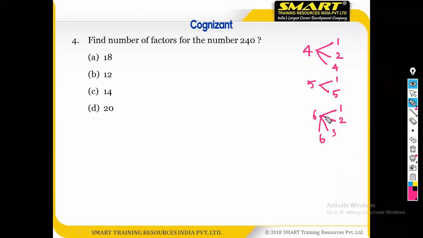So here we need to find the number of factors of the number 240. Writing the factors of 240 manually is possible, but it will be more time consuming. So what other method do we have to find the number of factors of this number? That is only the number of factors, not all the factors.